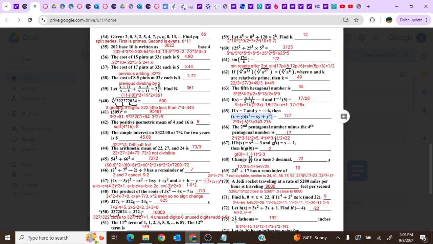67. If h of x is x squared minus 3, g of x is x minus 1, h of g of 0, well, g of 0 is clearly negative 1, and h of negative 1 is 1 minus 3, which is negative 2.